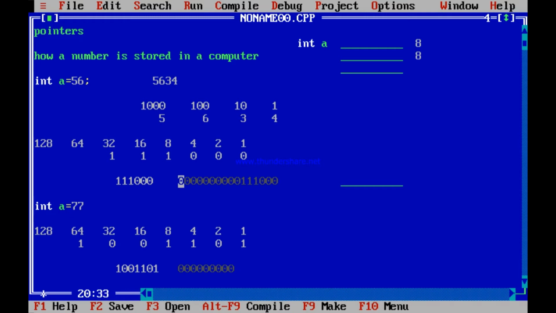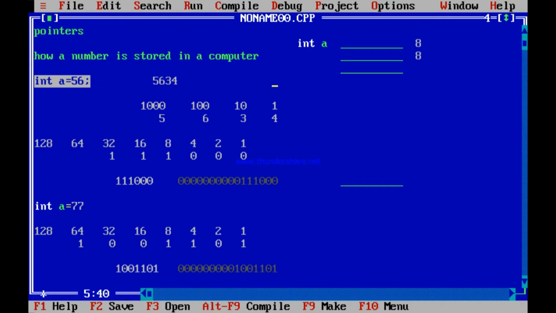0000000000, 9 bits. Then 1001101. Check out, sorry, 1101. See, 1, 2, 3, 4, 5, 6, 7, 8, 9, 10, 11, 12, 13, 14, 15 bits over here, and a 0 at the front indicating it is a positive number. So this is how you store 77 in two memory locations. Any integer picks up two memory locations.